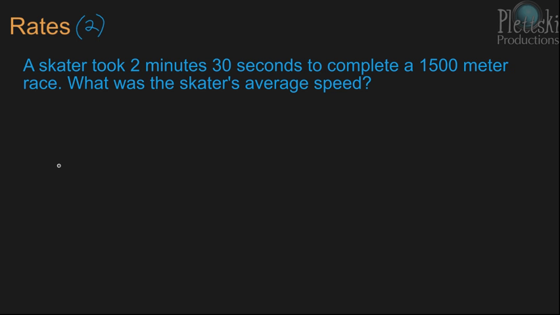A skater took 2 minutes 30 seconds to complete a 1,500-meter race. What was the skater's average speed? Okay, for this problem, first we need to take a look at what we have here. We have the time that it took, 2 minutes and 30 seconds. So the skater took 2 minutes and 30 seconds to complete a race, and the race was 1,500 meters long. So we have a distance.